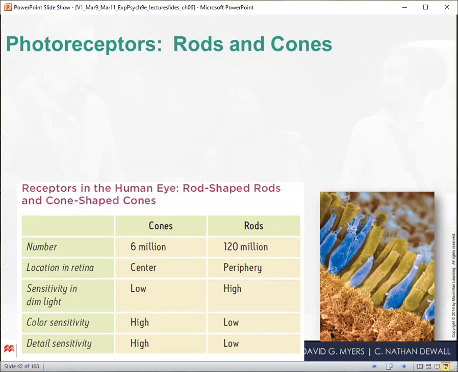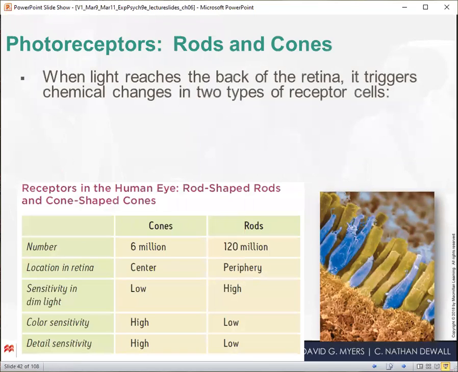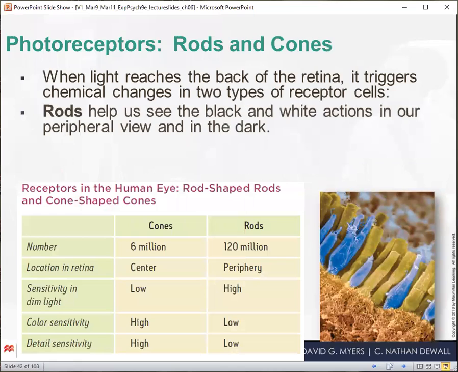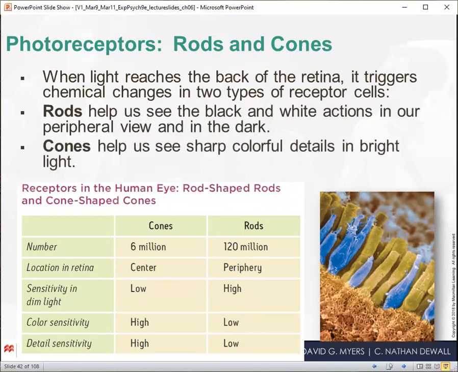Now, the photoreceptors we mentioned here are the rods and the cones. All right. When light reaches the back of the retina, it triggers a chemical change in two types of receptor cells. Rods help us see the black and white actions in our peripheral view in the dark. Cones help us see sharp, colorful details in bright light. So, for example, when you wake up in the morning, it's still somewhat darkish outside, so it's not a great deal of light. You're waking up, there's enough light in your room, and you can see stuff, but it's going to be shades of gray. There's no color vision there, okay?